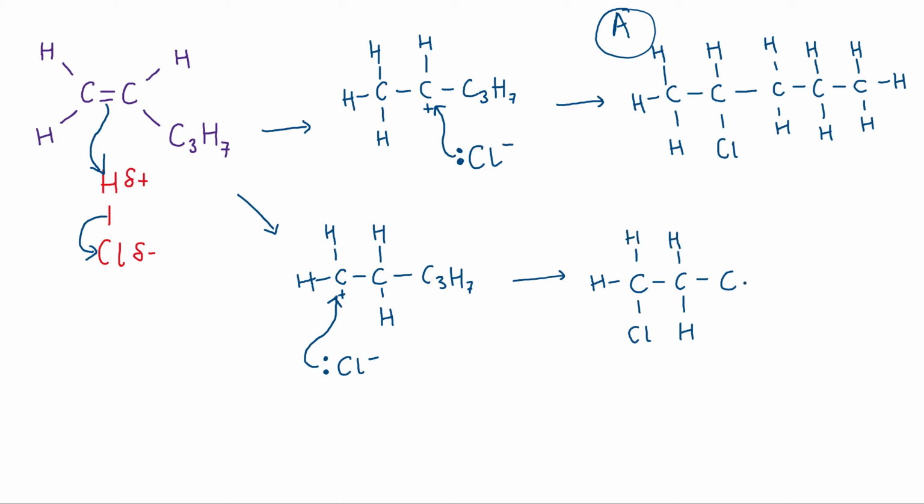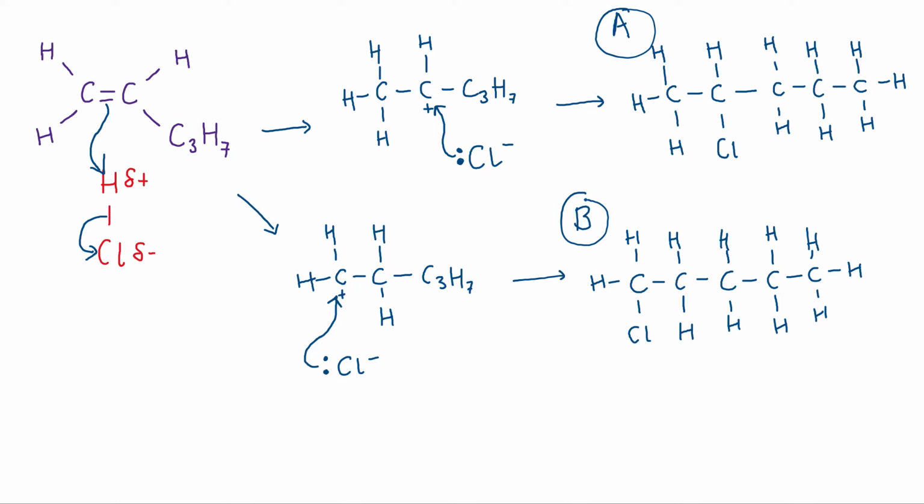And again, I'm going to draw that propyl chain in full. So that's our C3H7. Or you could have just left it as C3H7, there's nothing wrong with that. Okay, so this one here is our product B. So that's the mechanism to form both product A and product B.